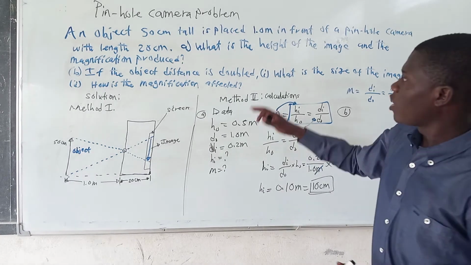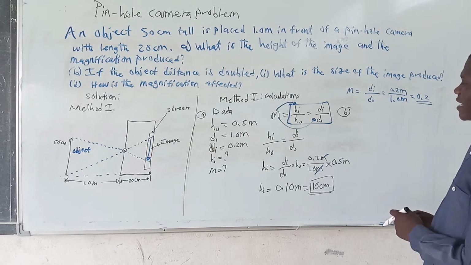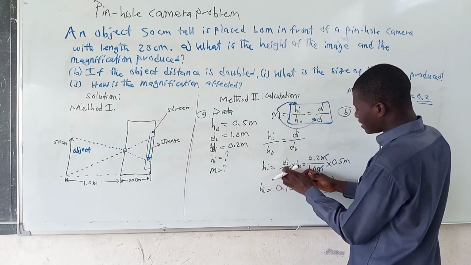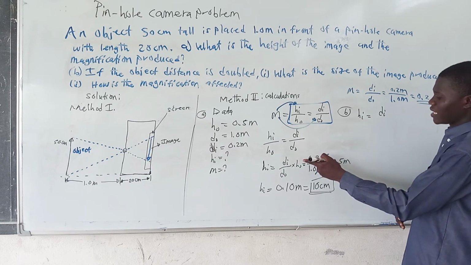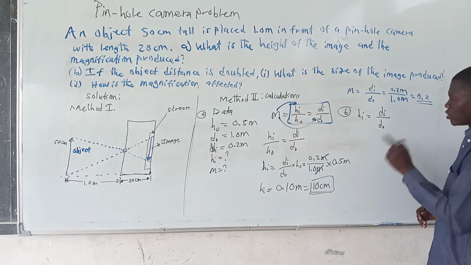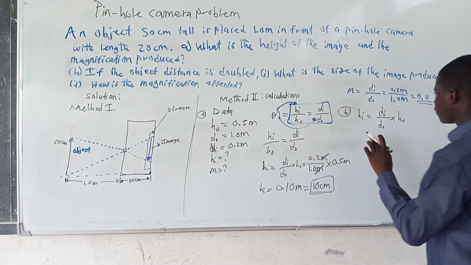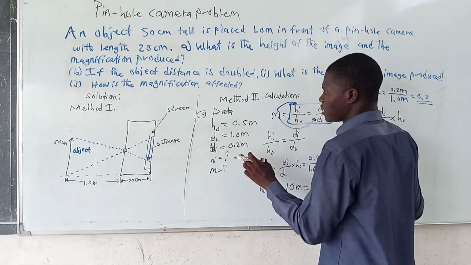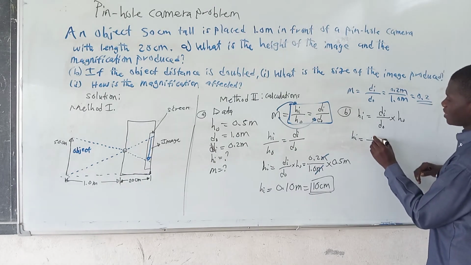The B portion says, if the object distance is doubled, what is the size of the image produced? So we also want to find, using the same formula here, the image height. DO is doubled. So HI is equal to DI, which still remains constant. That is, the image distance still remains constant. The object distance DO is now doubled, multiplied by the object height, 50 centimeters, 0.5 meter, which is still constant. The object distance was first 1 meter; when you double it, it becomes 2 meter, right?